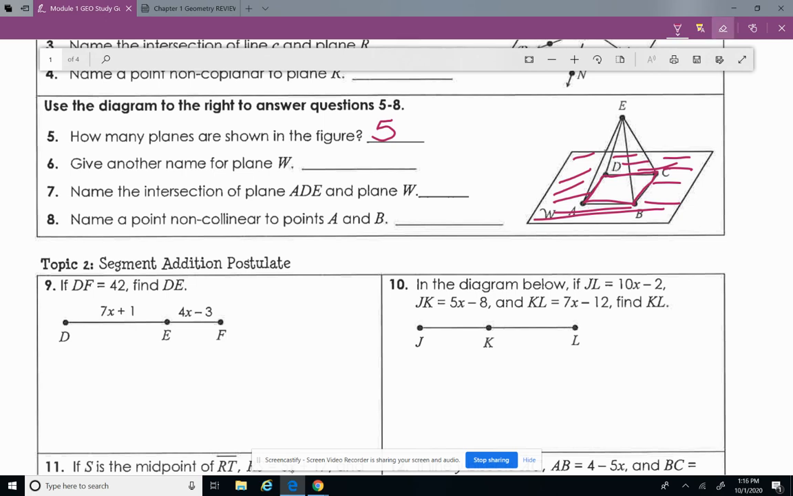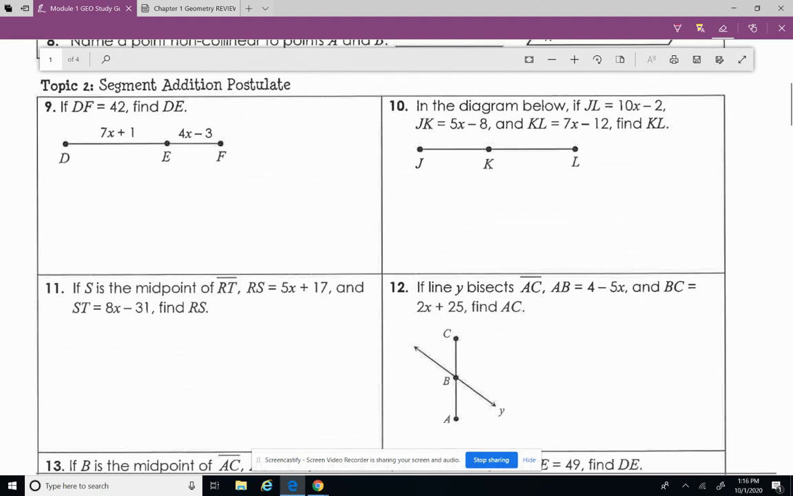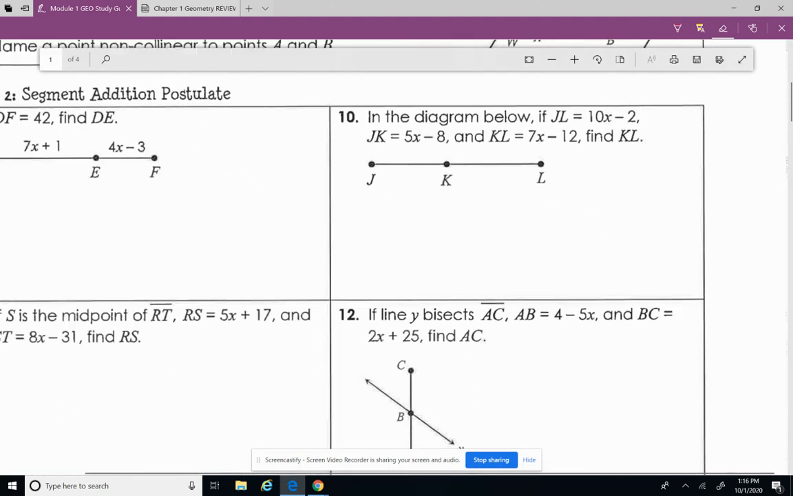5 planes. All right, the next question says, give another name for plane W. All right, so let's look at plane W. This is plane W. You cannot use the W, okay, because it's not a point. It's just naming the plane. You have to write the word plane and then choose any of the points, either A, B, C, or D. You have to choose 3 of those. I'm just going to put plane A, B, C. All right, so you're going to do 7 and 8 on your own later, so go ahead and write them. We're going to scroll down, go ahead and write number 9, and we're going to go to number 10, and we're going to do it.